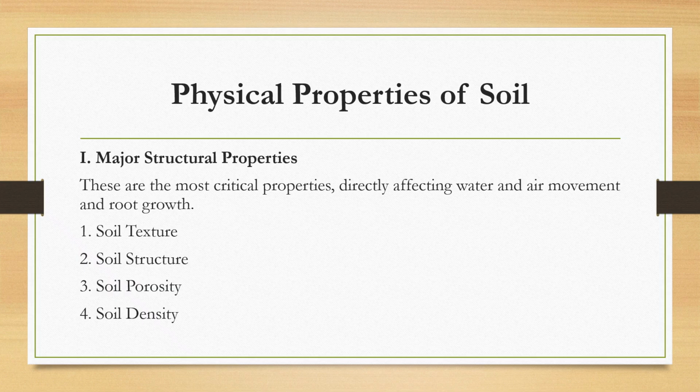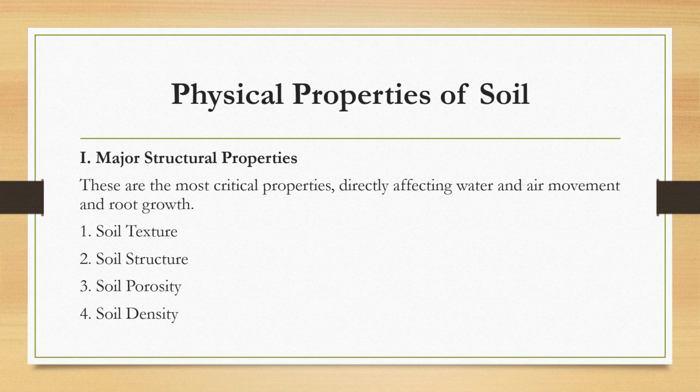There are different physical properties of soil. We divide them into two groups. The first one is major structural properties and the second one is secondary properties. The secondary properties are influenced by the major ones. The major structural properties are the most critical properties, directly affecting water and air movement and root growth.